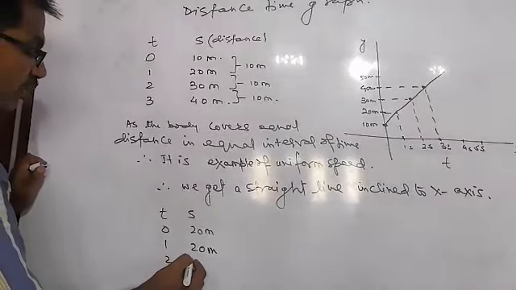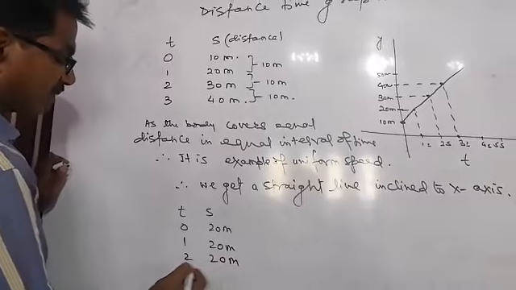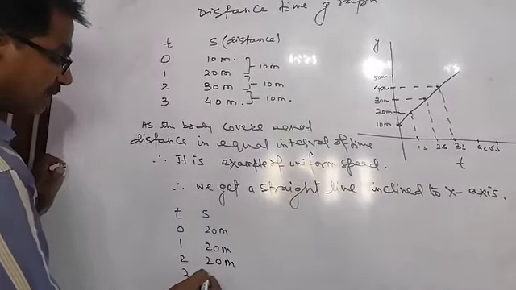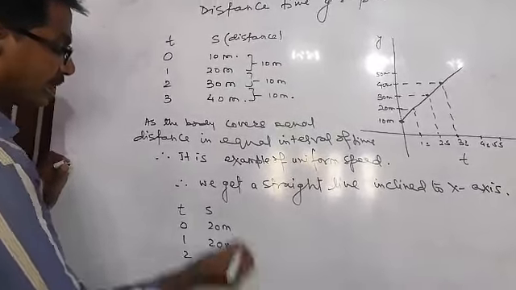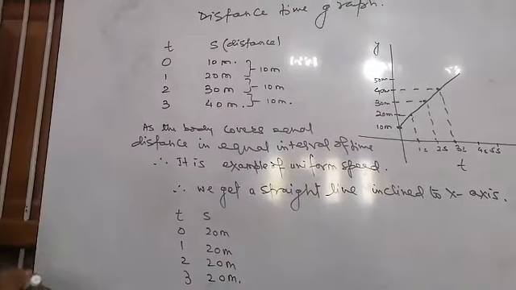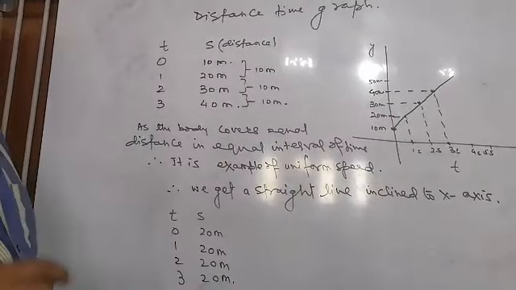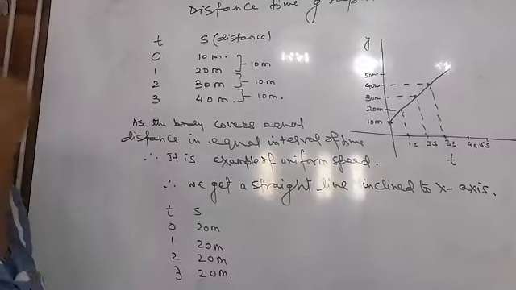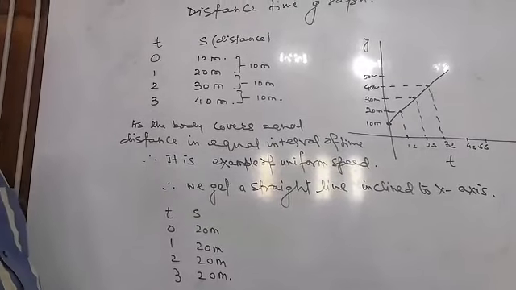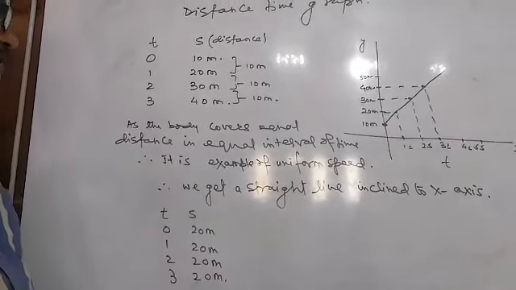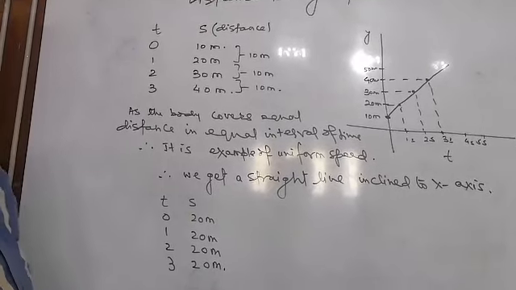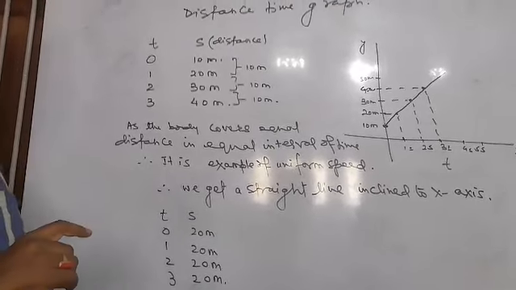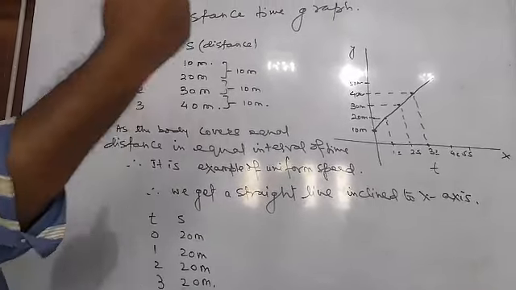In 2 seconds again you find it at a distance of 20 meter from you. And in 3 seconds again you find it at a distance of 20 meter from you. What does it mean? If the body is always at a distance of 20 meter from you, it can happen only in two cases. Either the body is at rest, or the body is moving around you on a circle of radius 20 meter.